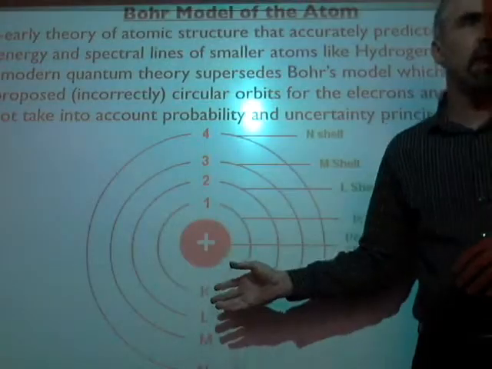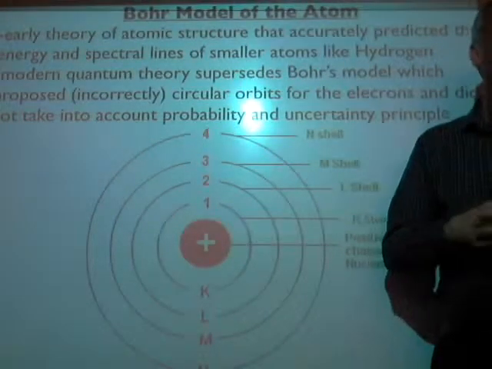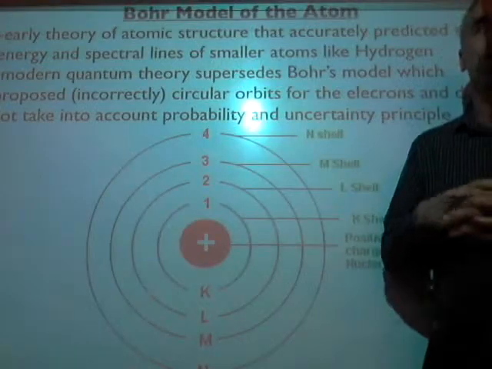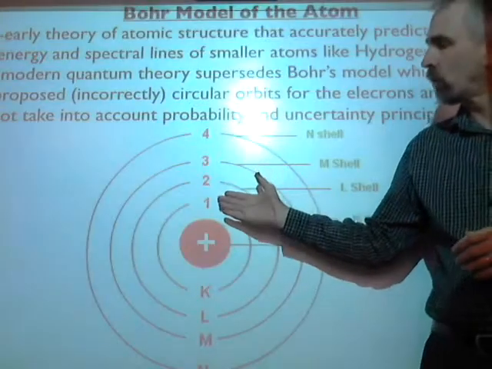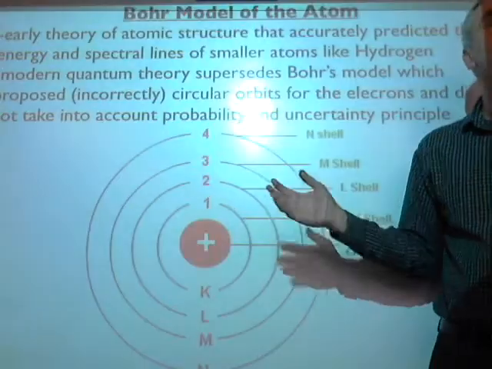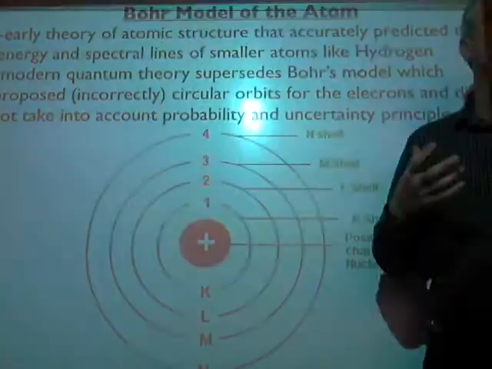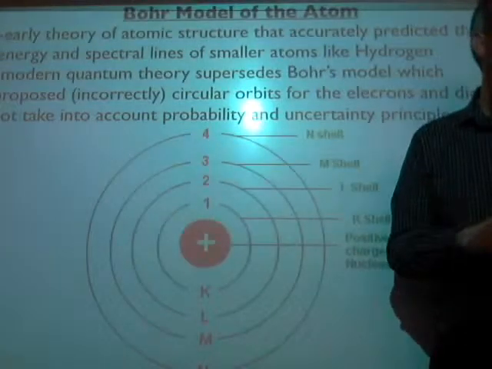And something else about his model: if it were true, he had no way of explaining why electrons, given this model, should not be falling into the nucleus. They should lose energy, lose momentum, and fall into the nucleus. Of course, that doesn't happen either.